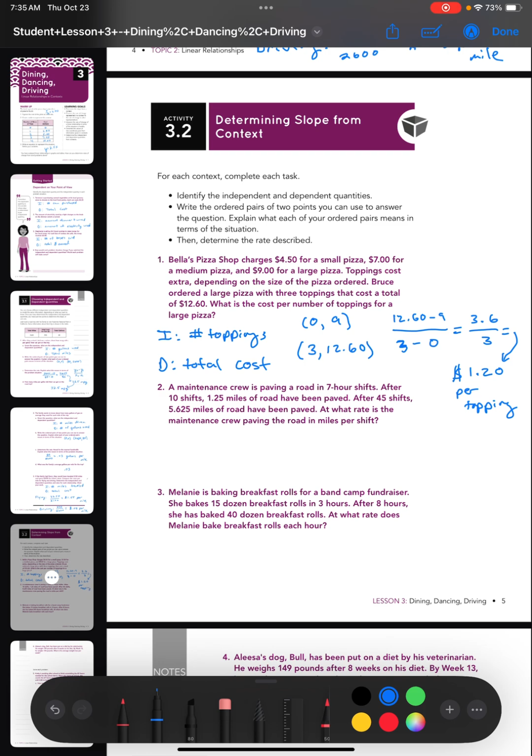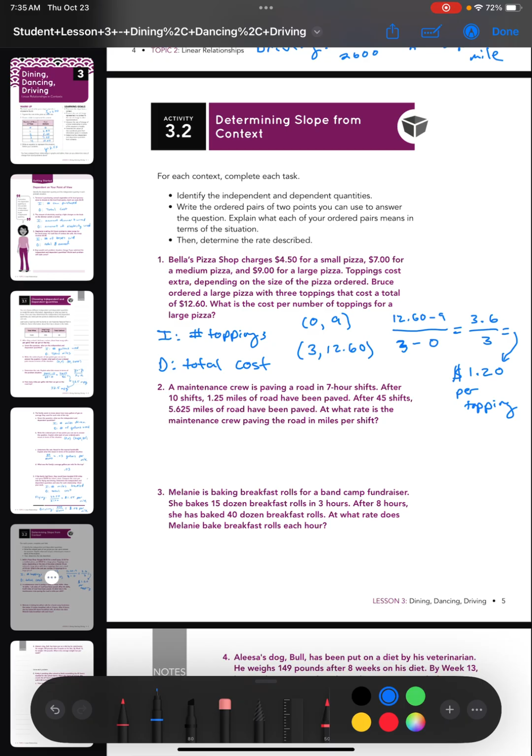Okay, if we look at 2, a maintenance crew is paving a road in a 7-hour shift. After 10 shifts, 1.25 miles of road have been paved. After 45 shifts, 5.625 miles of road have been paved. At what rate is the maintenance crew paving the road in miles per shift?